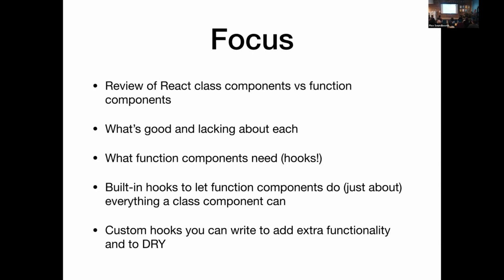I'm going to talk about the React class components and function components. There's two different ways to write a component in React. What's good and lacking about each. And if we want to use function components to do everything that class components do, what's missing from them? And spoiler alert, they're missing what turned out to be hooks. I'll talk about the built-in hooks that will let you write a function component to do everything that a class component did. And then I want to talk about custom hooks. I've got a really good example that I kind of stole out of Canvas that we worked on. So I want to demonstrate that too.